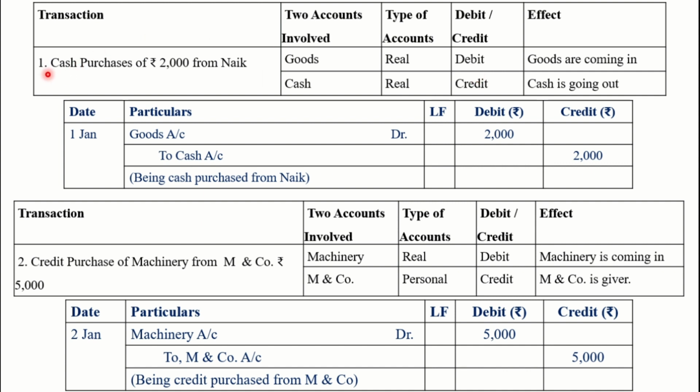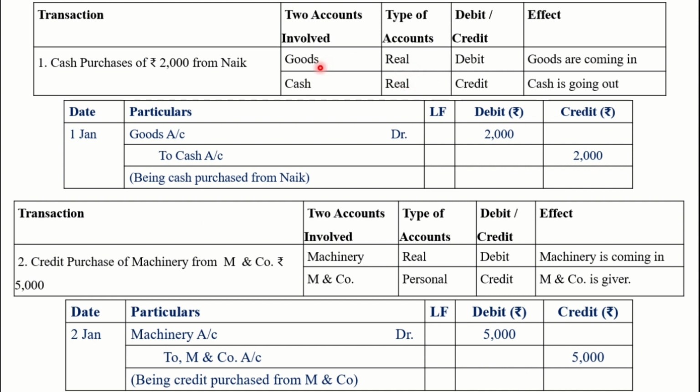First transaction is a cash purchase of rupees 2000 from Nike. Which two accounts are involved in these transactions? Goods and cash. Goods are purchased, and the second account is cash. Goods is a real account and cash is also a real account. What is the rule of real account? Debit what comes in and credit what goes out.